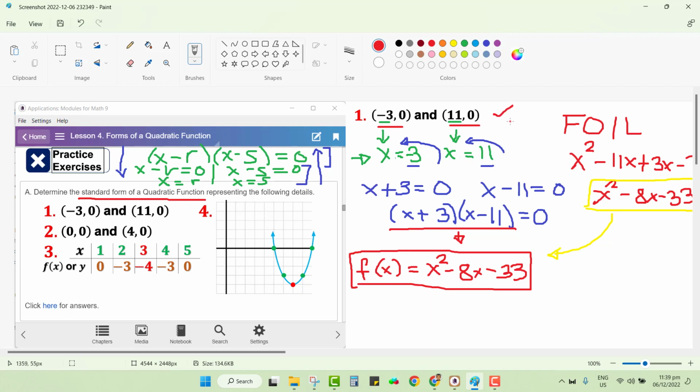This is one of the correct standard forms of a quadratic function that represents these intercepts. So again, if you are given intercepts, you can determine a sample standard form of a quadratic function, or one of the possible forms that will represent such intercepts. Let's proceed to number 2.